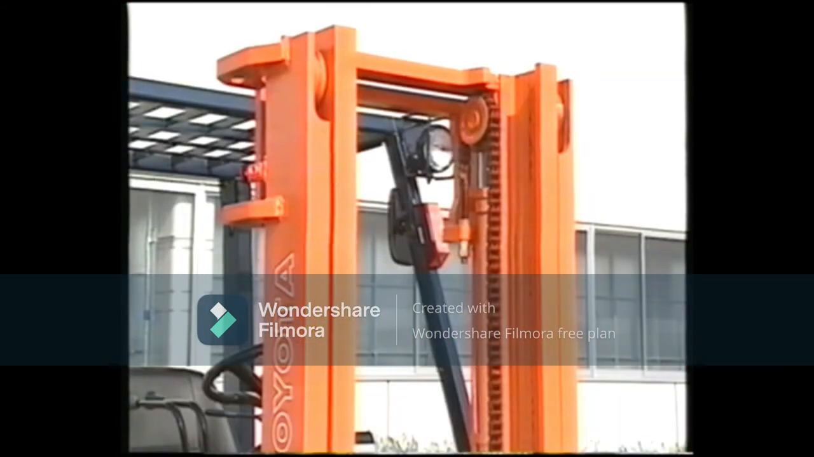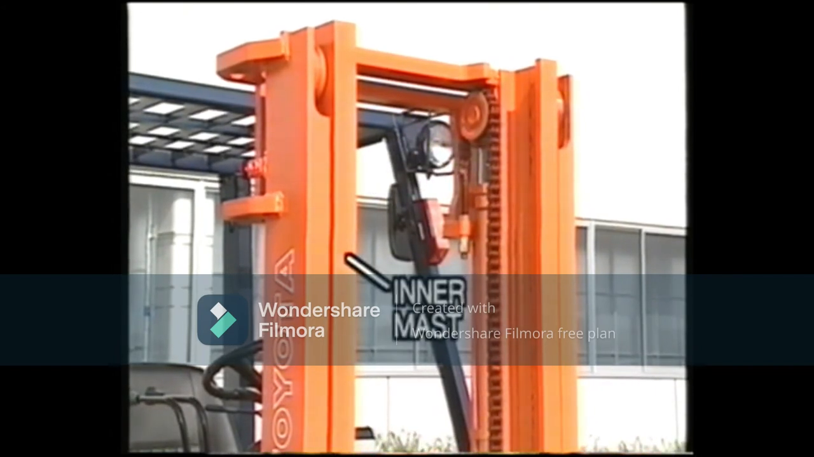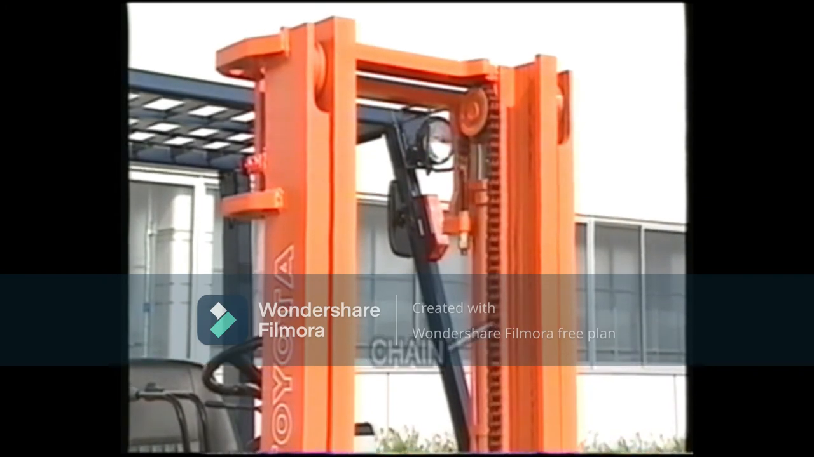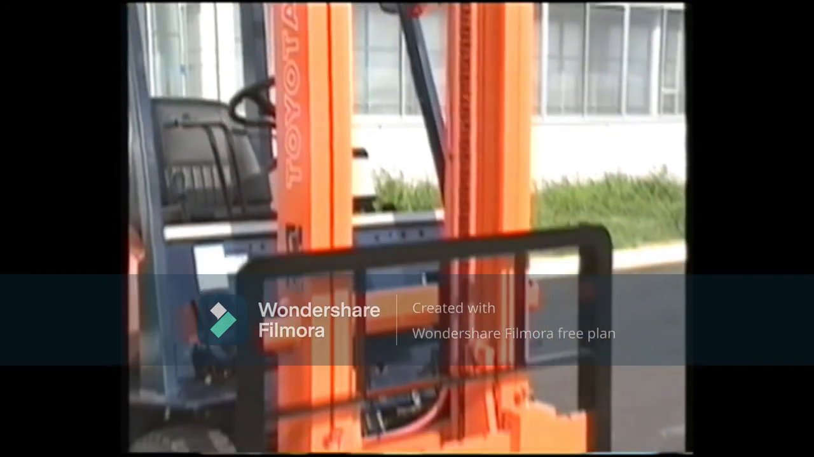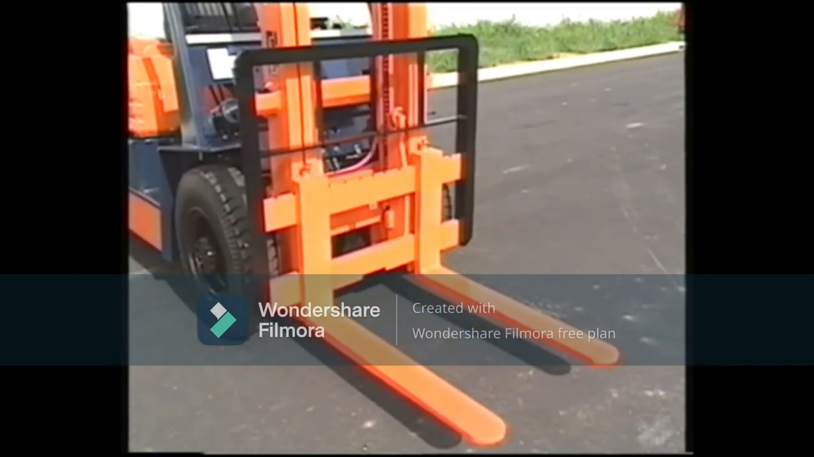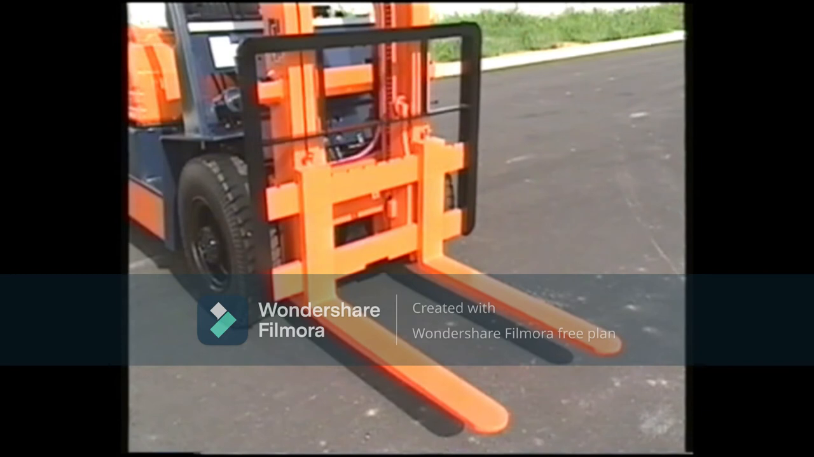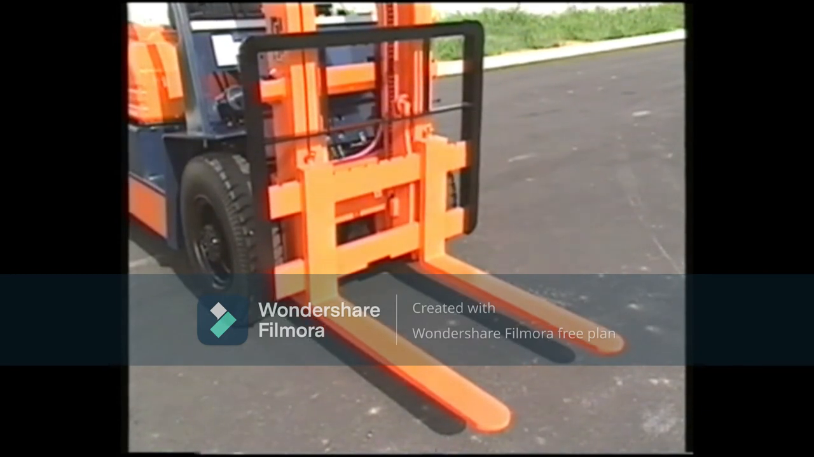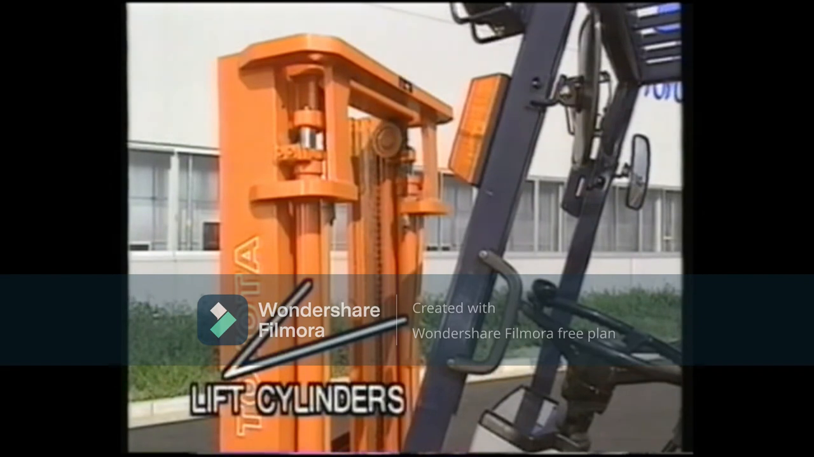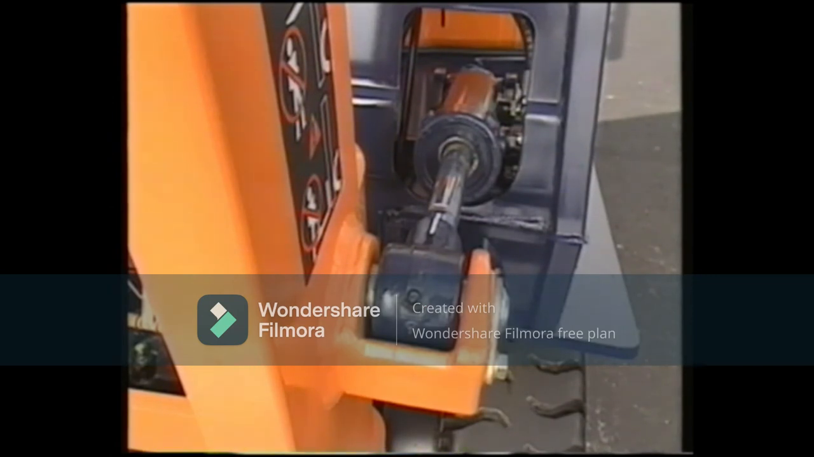The load handling unit mainly consists of the outer mast, the inner mast, the chain, the lift bracket, the forks, the backrest, and the lift cylinders. The entire load handling unit is supported by the mast bracket at the bottom of the front axle and by the tilt cylinders at the top of the body frame.